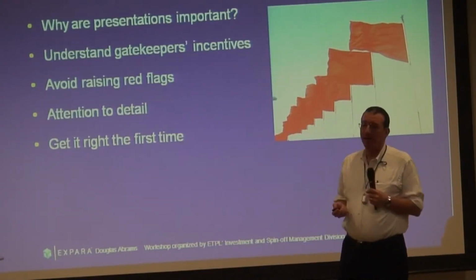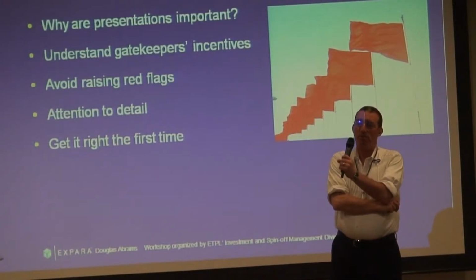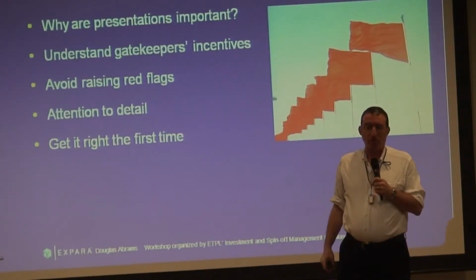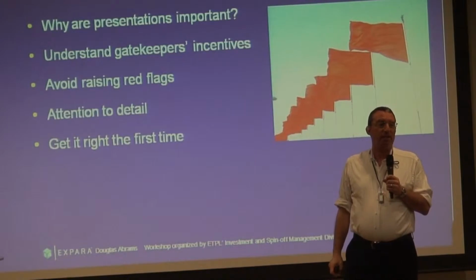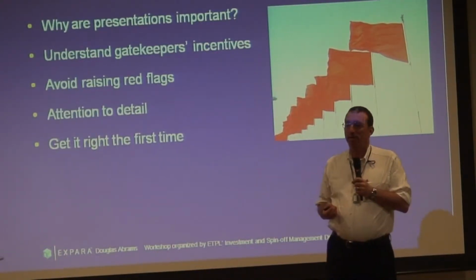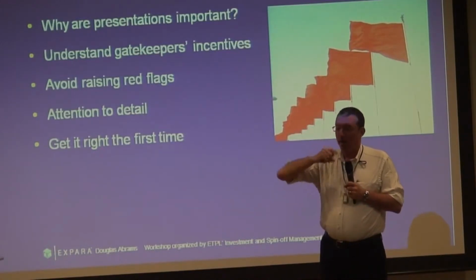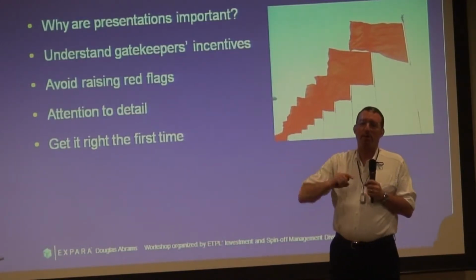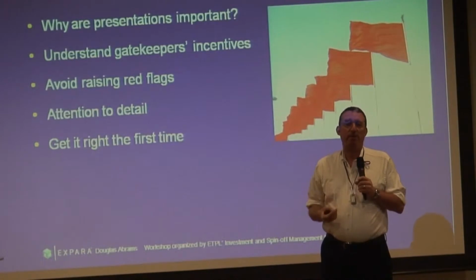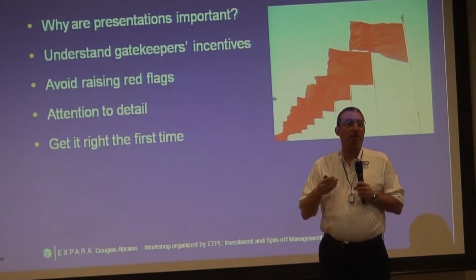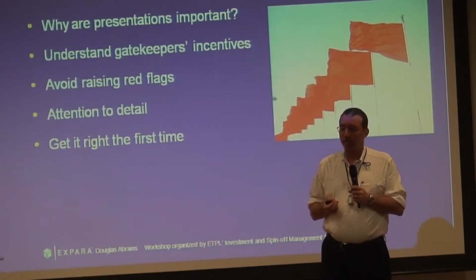So how do you do that? The most important first step, I think, is to understand the incentives of the gatekeeper. Let's look at a gatekeeper who's a venture investor. I have a large number of incoming investment opportunities. I have to select among those incoming investment opportunities the ones that are most likely to succeed.